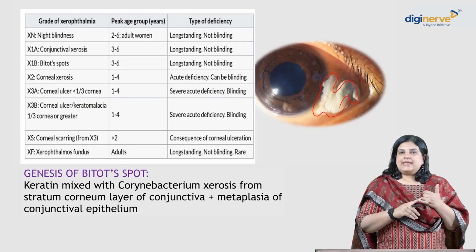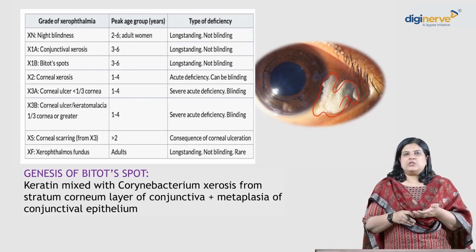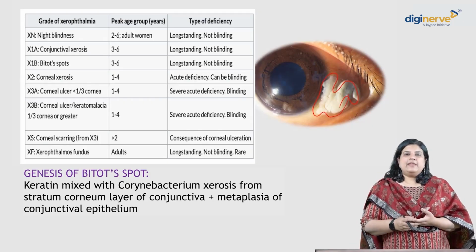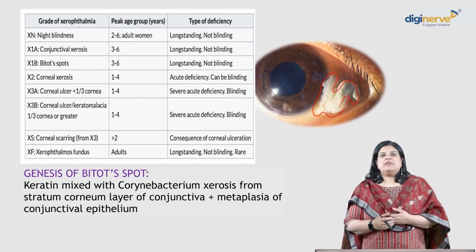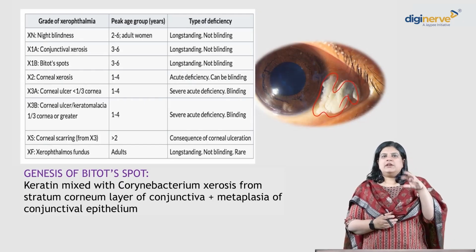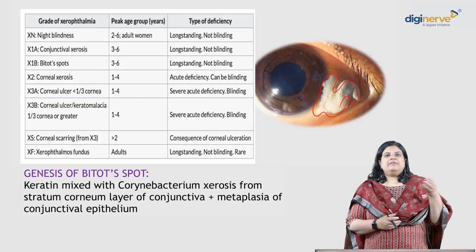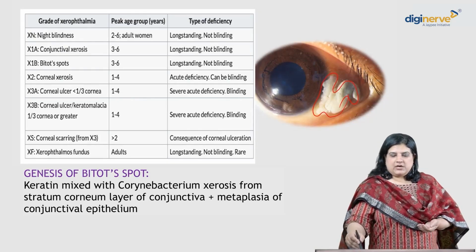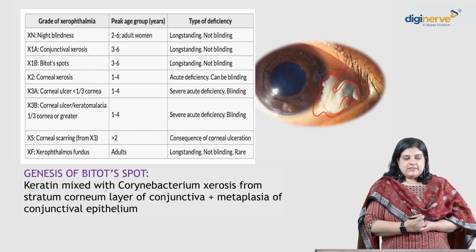So, we have XN, that is night blindness, one of the most common clinical presentations of children coming to us with vitamin A deficiency. Then, if it is not controlled at that stage, it goes on to develop conjunctival xerosis. You will have a dry looking conjunctiva which is wrinkled and shrunken, and it will have a leathery sort of appearance. If it is still not controlled, it goes on further to develop Bitot spots as we are seeing here. The next stage is that of corneal xerosis.